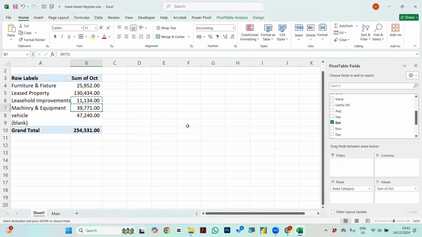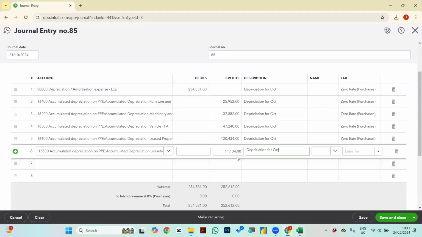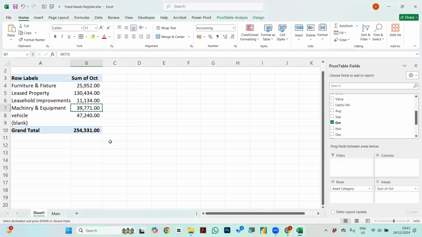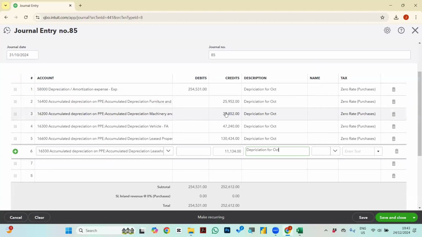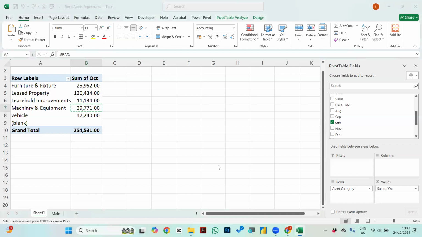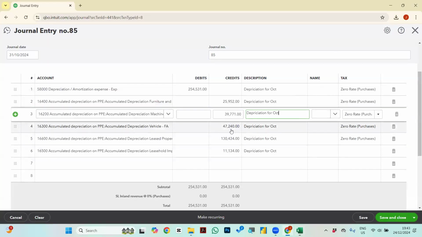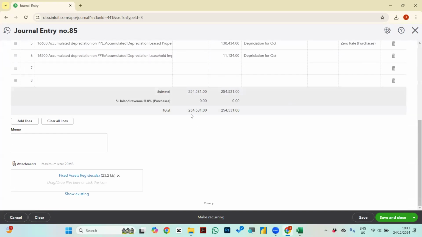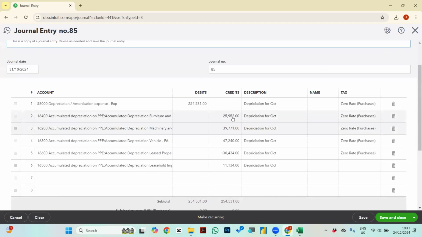So machinery and equipment, I think that's a spelling mistake. Yeah, 39,771. So you see here the machinery and equipment increased because we bought new machines. Finally, vehicle, it's supposed to be the same, 47,240. Yes, it is the same. You can check here down, 254,531. This is the total amount.